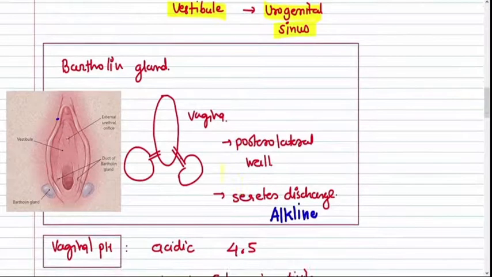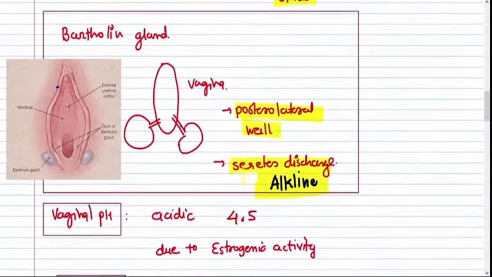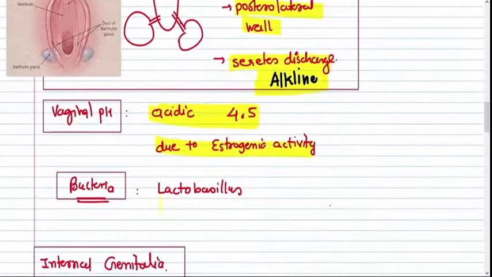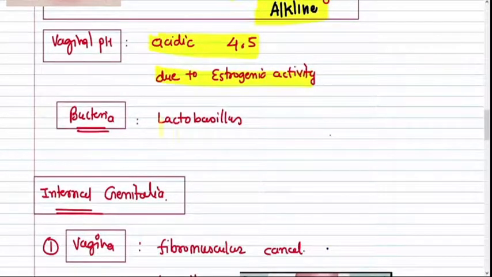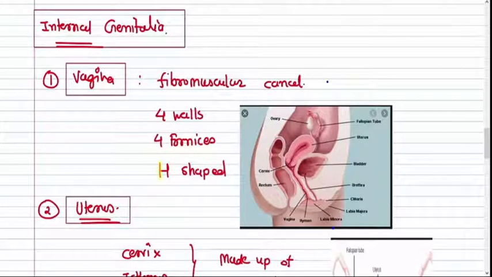Now let's talk about Bartholin glands. They are glands in the posterior lateral walls of the vagina that secrete an alkaline discharge during coitus, which is very important for sperm motility. Now vaginal pH is typically acidic, that is 4.5, due to estrogenic activity and lactobacillus bacteria, which are normal inhabitants of the vagina. Now let's talk about internal genitalia.